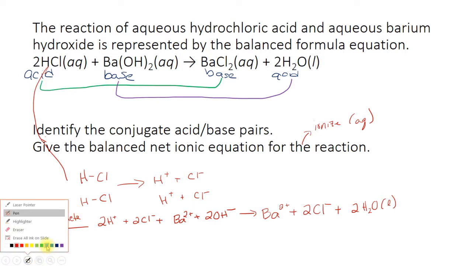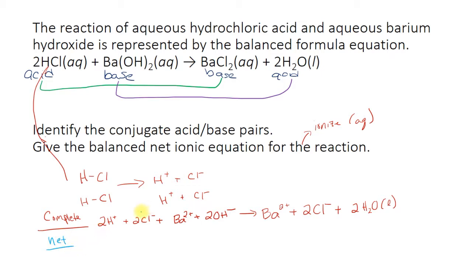I have to do that in order to get to the net ionic equation, because the net ionic equation is basically this, where I just cancel the things that are the same on both sides. So barium occurs on both sides, and so does chlorine. So our net equation is going to be 2 hydrogen and 2 hydroxide, and it's going to make 2 water.